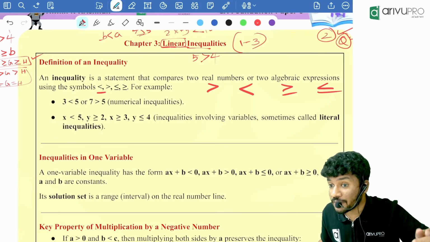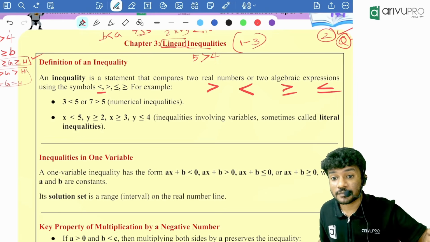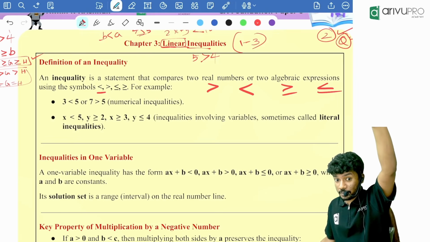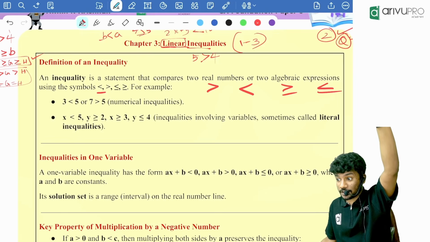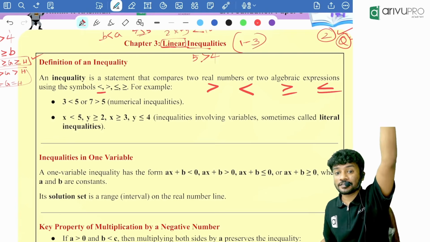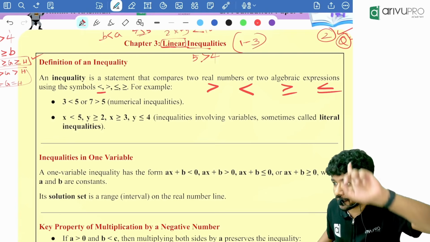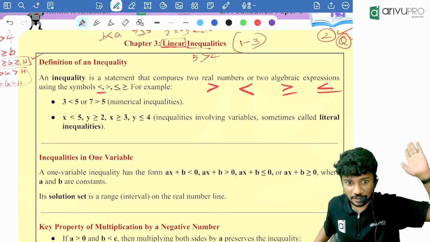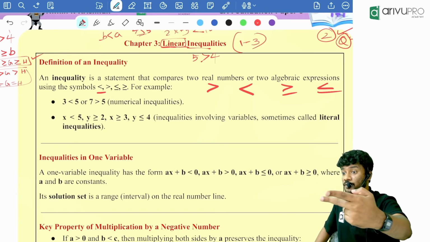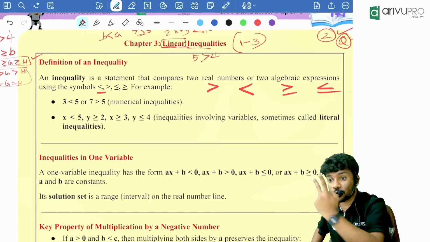For example, at least one. At least one. You remember, at least one girl means what? One or more girls. That means girls should be what? Greater than or equal to 1. You remember that? We just studied in the last class. At least 2 means what? Greater than or equal to 2.